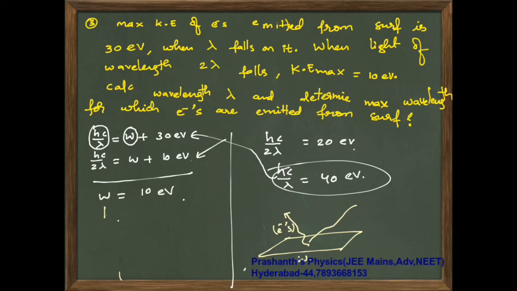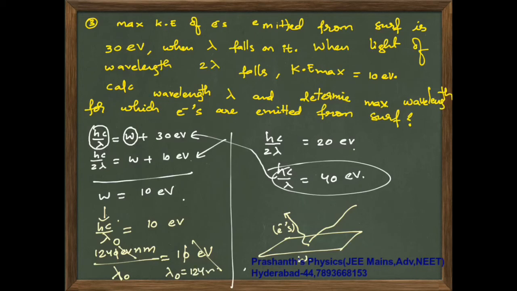Your work function is equal to hc by lambda naught, which is equal to 10 electron volt. hc is 1240 electron volt nanometer, divided by threshold wavelength lambda naught, equals 10 electron volt. Electron volt will cancel off, zero, zero will cancel off. Your threshold wavelength is 124 nanometers. That means you need to supply a maximum wavelength of around 124 nanometers to get the electrons out of the surface. Minimum frequency or maximum wavelength.